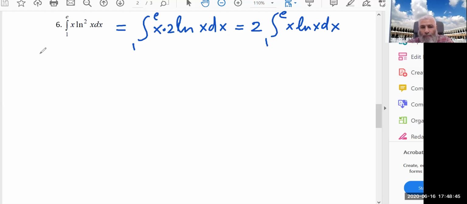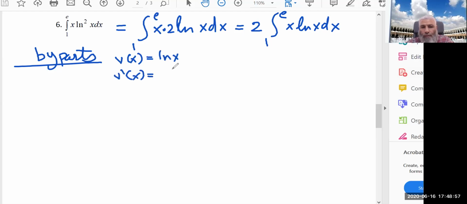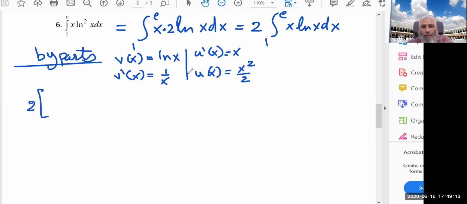And this we can solve by parts. So v of x and v dash of x: v of x is ln x, and v dash of x is 1 over x. u dash of x is what? It is x. And u of x is x squared over 2, right? Yes, right.